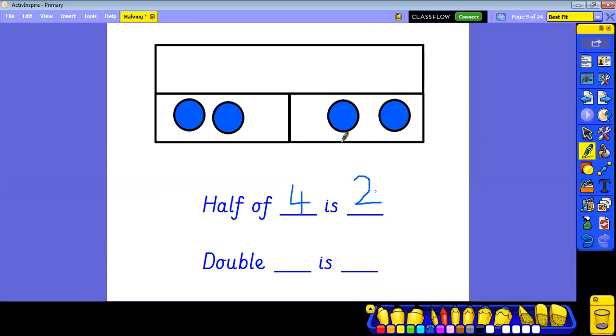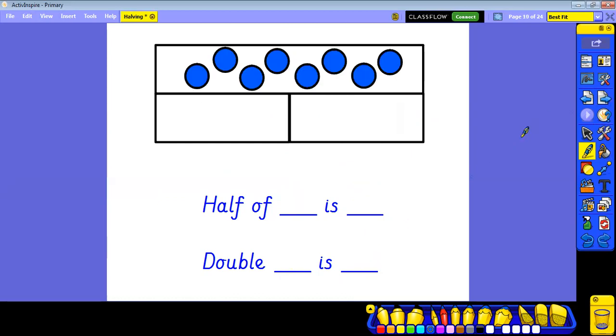Super. And that then means, if we think back to Friday's lesson, that if I've got 2 groups of 2 and they together equal 4, that we would say double 2 is 4. Have a go at this one, pause the video, have a go by yourself, and then we'll come back together and go through the answers.